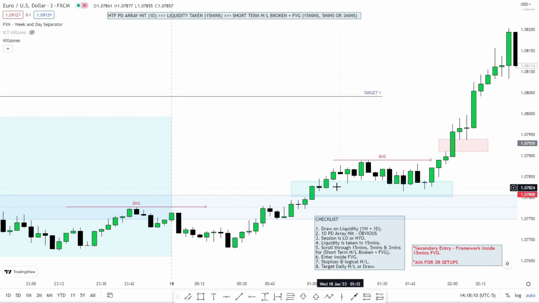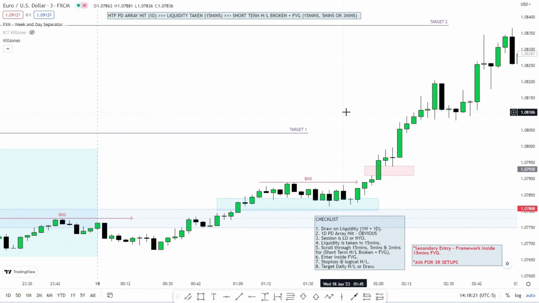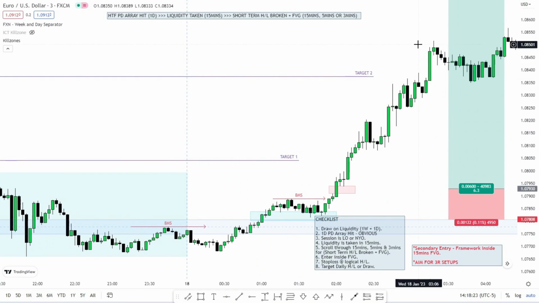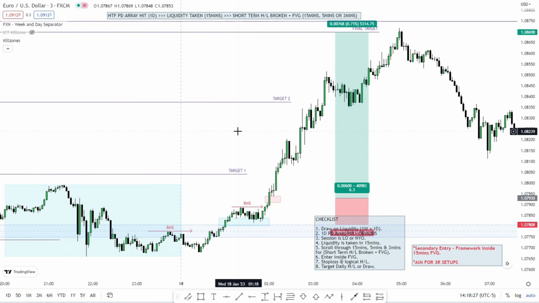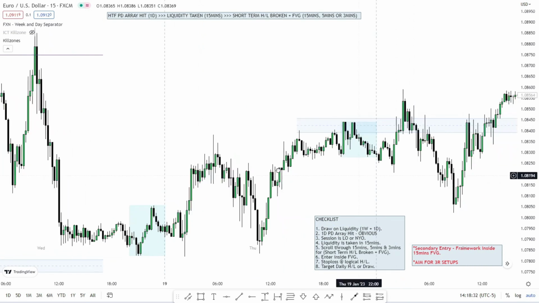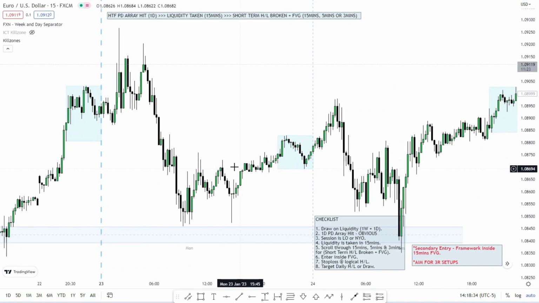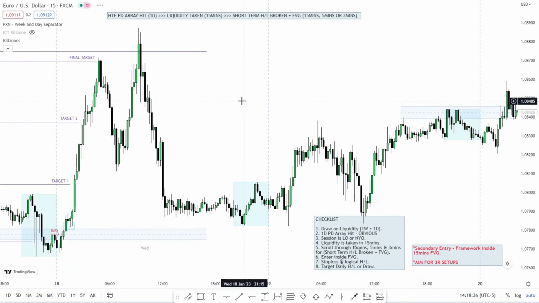It entered into that 15 minutes imbalance, took out its liquidity, then expanded higher, breaking structure, breaking a short-term high, leaving an imbalance. Boom, entry. Then you target the 15 minutes targets now. That's it. That is it. So let's go back to 15 minutes chart. Let's look at the next entry.